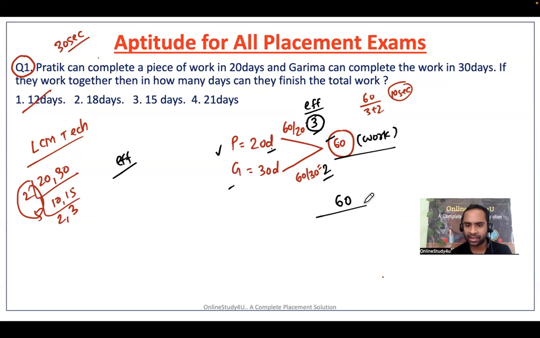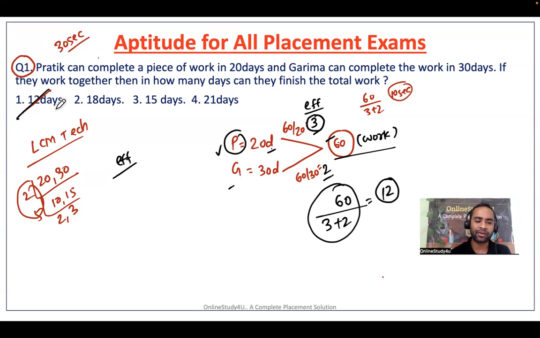Total work is 60, divided by 3 plus 2, because they're asking if they work together. Pratik can complete 3 work in a day and Garima can complete 2 work in a day. So in total, in one day, they will complete 5 work. Total work is 60, and 60 by 5 will be 12 days, and you will be able to mark the answer here.